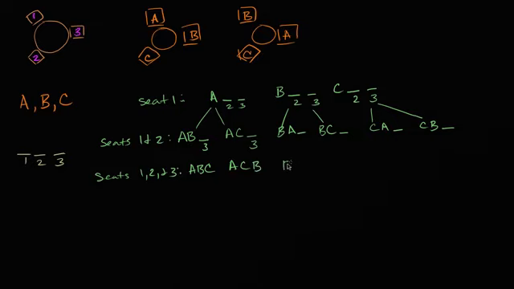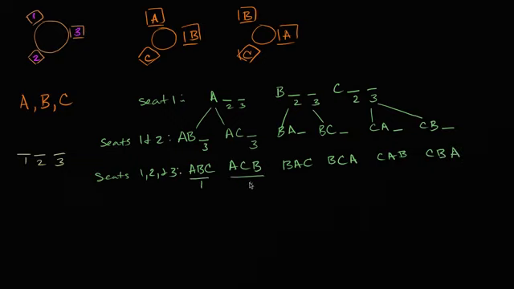This one is going to be B, A, C. C is the only person who could sit there. A is the only person who could sit there. B, C, A. And then here, B is the only person who could sit in seat 3. And here, A is the only person who could sit in seat 3. So how many scenarios do we have?